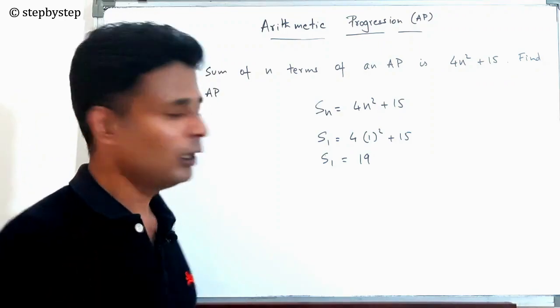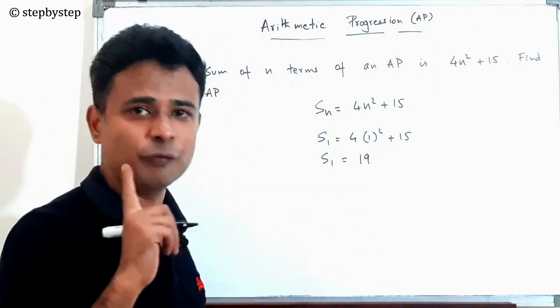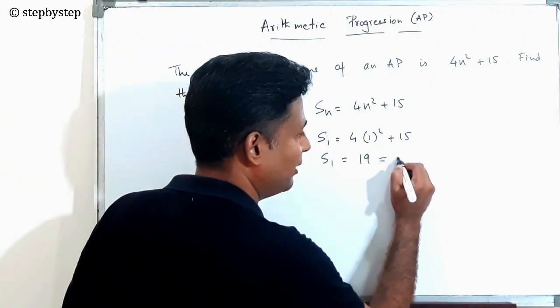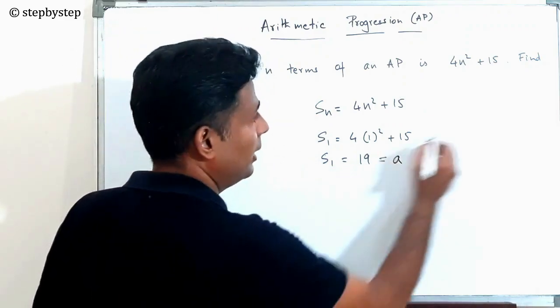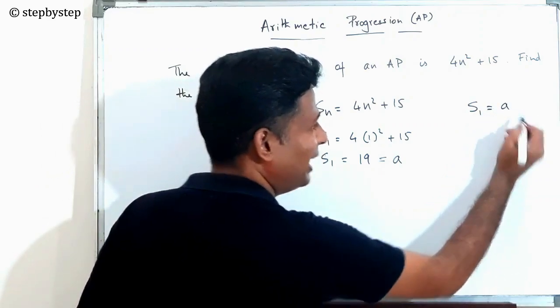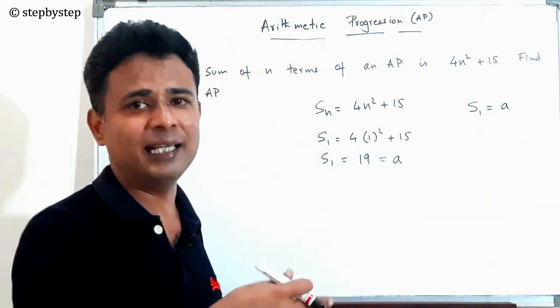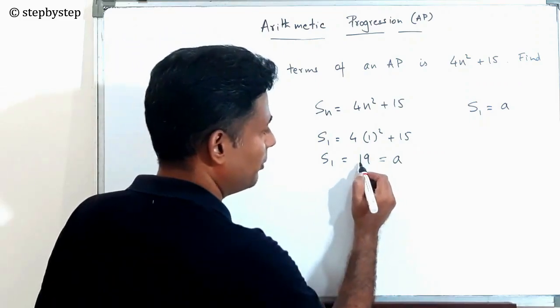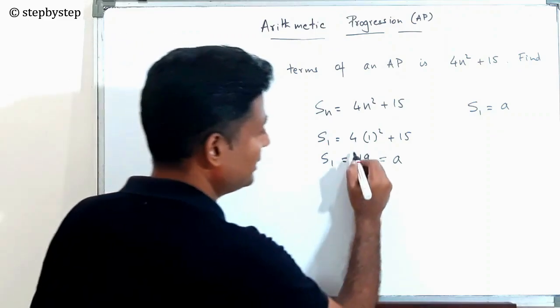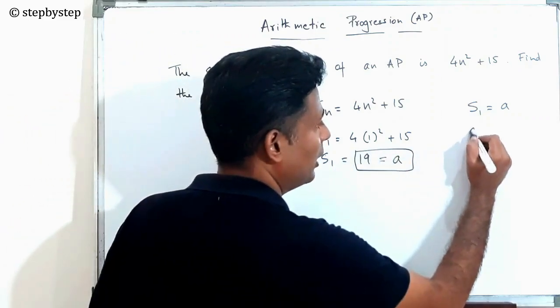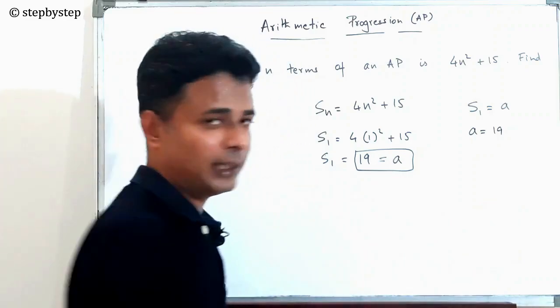The sum of one term is the first term itself, right? So S of 1 always gives us A. Remember this, very important. S of 1 will always be A itself, because you are not adding anything to that. So finding S of 1, we found the value of A, which is 19.